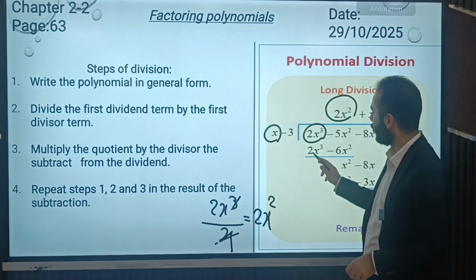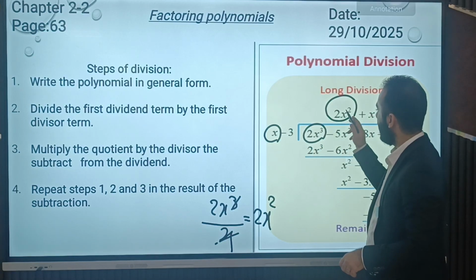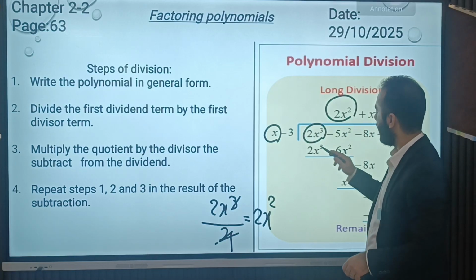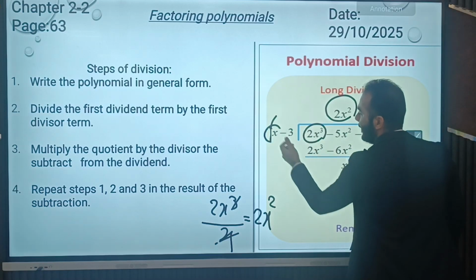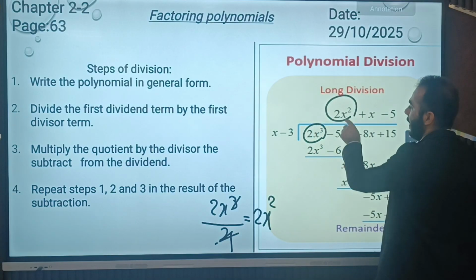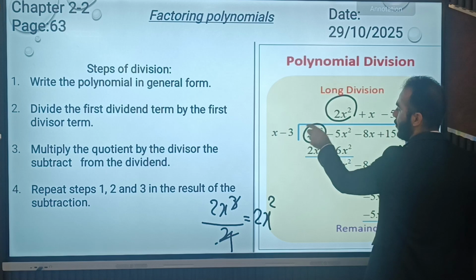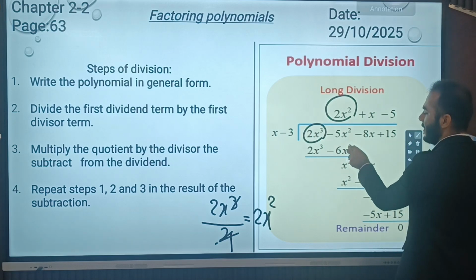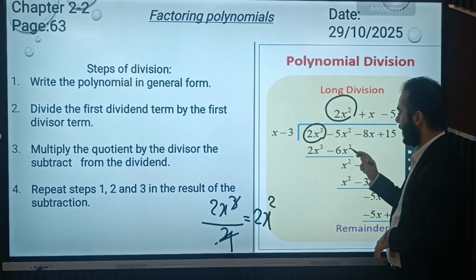So multiply this quotient that we got by the divisor to see what will happen. So 2 times 1, 2. x2 times x1, x3. And again, 2x2 times negative 3. Well, we are going to have negative, look. The divisor here is x minus 3. Be careful. So here it's equal to 2x2 times x, 2x3, 2x2 times negative 3, negative 6x squared. How? 2 times negative 3, negative 6x2.